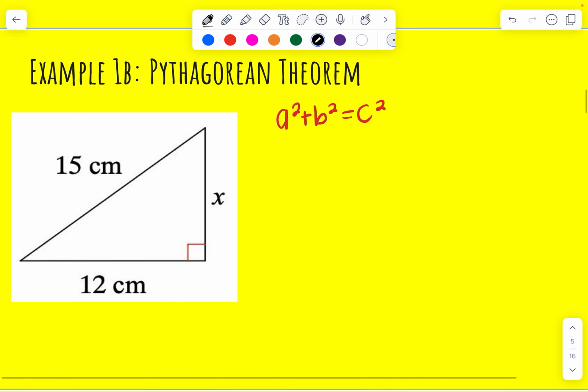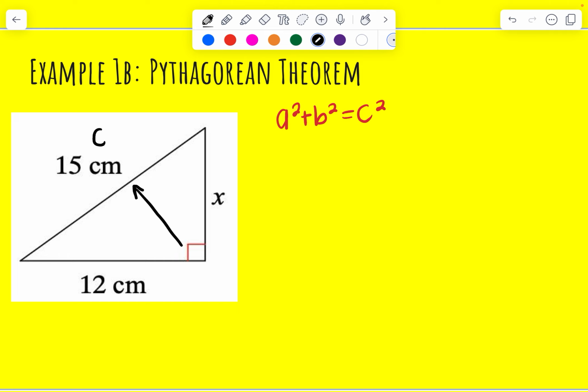Let's look at another one. Again, I'm going to label my C first, my hypotenuse. And then my legs, I'm going to label that A and that B. Plug it into my equation. A is x, so x squared plus B is 12, so 12 squared, equals C, which is 15, so 15 squared.